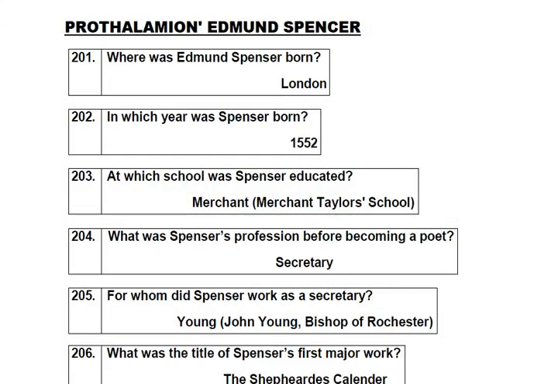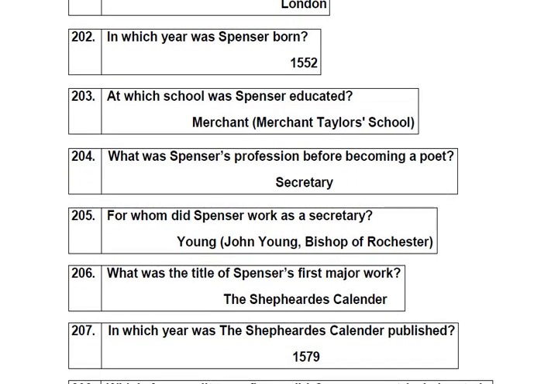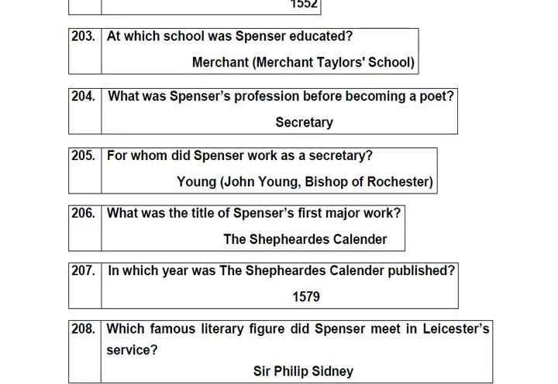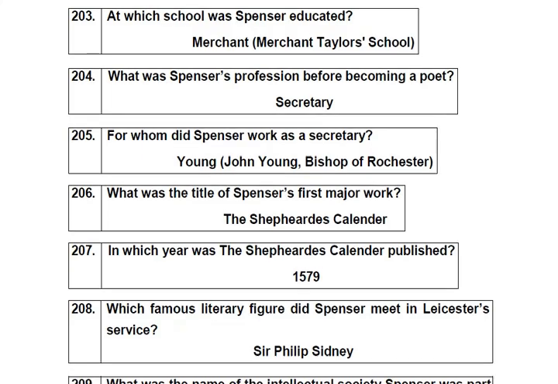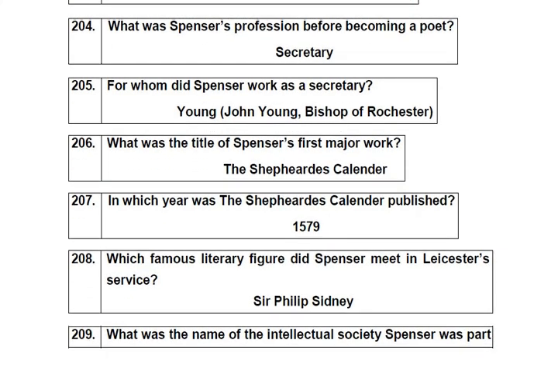Prothalamion by Edmund Spenser. Where was Edmund Spenser born? London. In which year was Spenser born? 1552. At which school was Spenser educated? Merchant Taylor's School. What was Spenser's profession before becoming a poet? Secretary. For whom did Spenser work as a secretary? John Young, Bishop of Rochester.